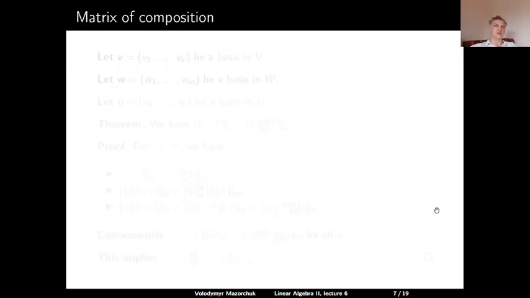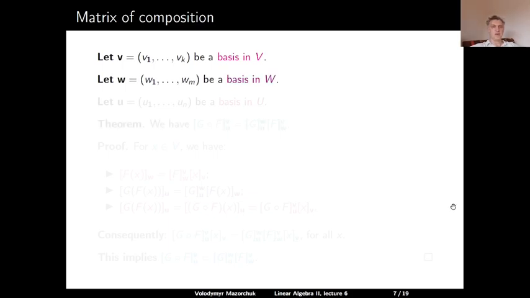Now let us discuss how one computes the matrix of the composition of two linear maps if one knows the matrices of each factor. For this, we choose a basis bold V in V, it consists of v1, v2, and so on, vk. We choose a basis bold W in W, consisting of w1 and so on, wm. And we choose a basis bold U in U, consisting of u1, u2, and so on, un.